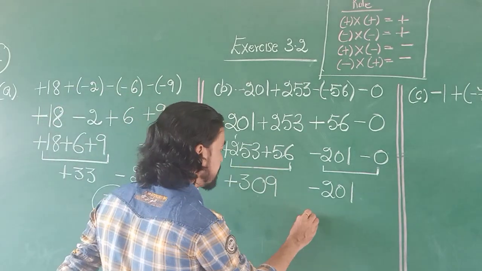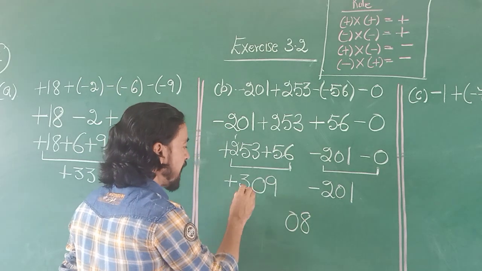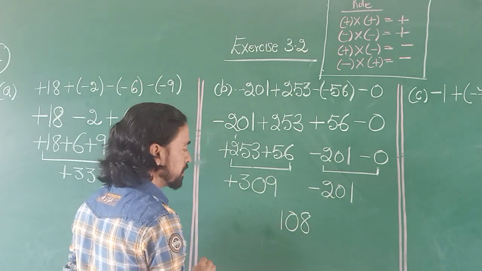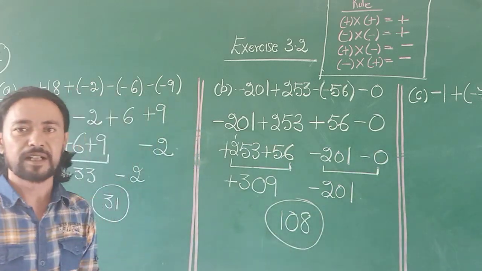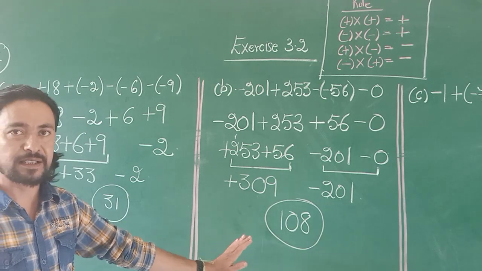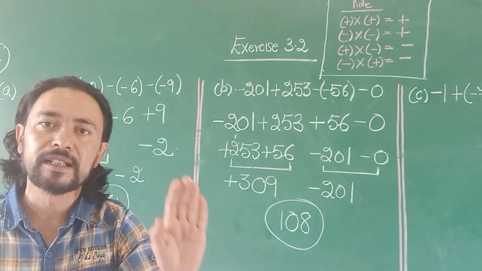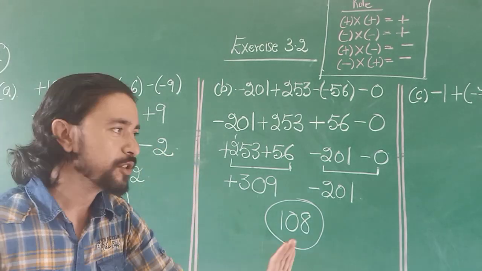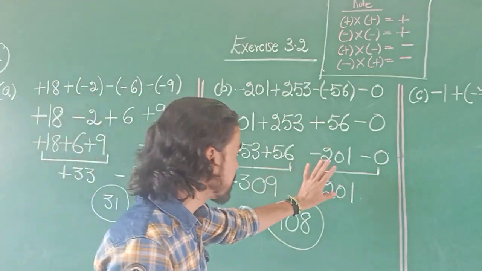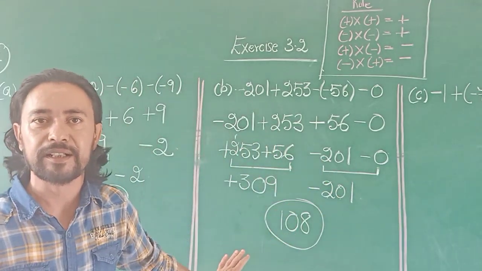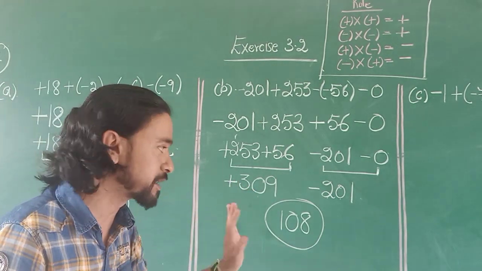9 take away 1 is 8. 0 take away 0 is 0. And 3 take away 2 is 1. It is a positive 108. I do not write plus in my answer. I leave it as it is. Remember children, a number without a sign is understood to be a positive number. So if my answer is a positive number, I don't write plus. But yes, if my answer is a negative, then I will write a negative in front of it, that it is a minus 108. If it was, but it is not.